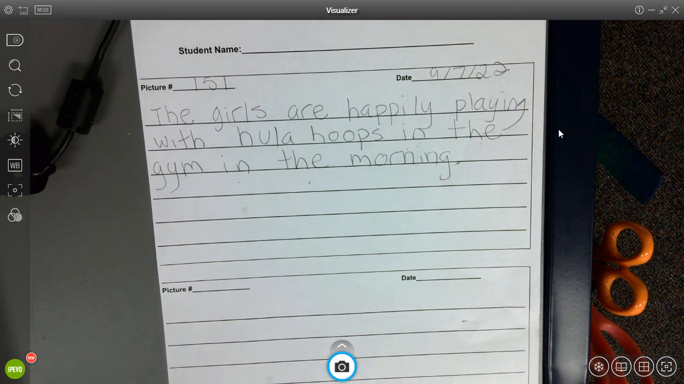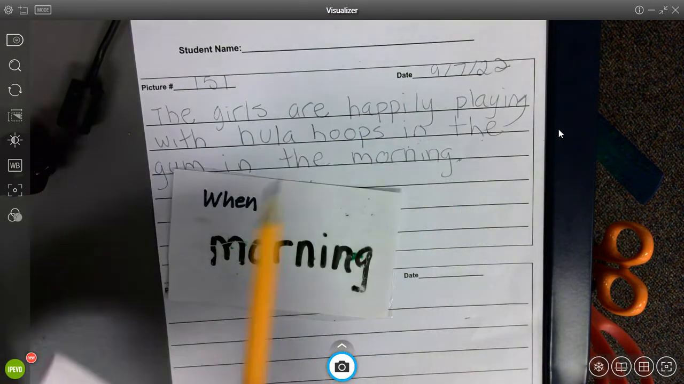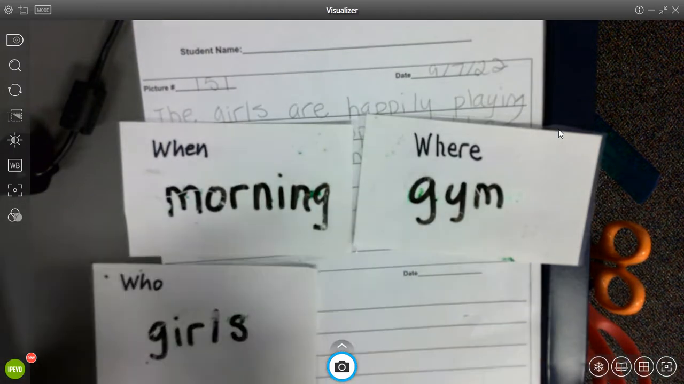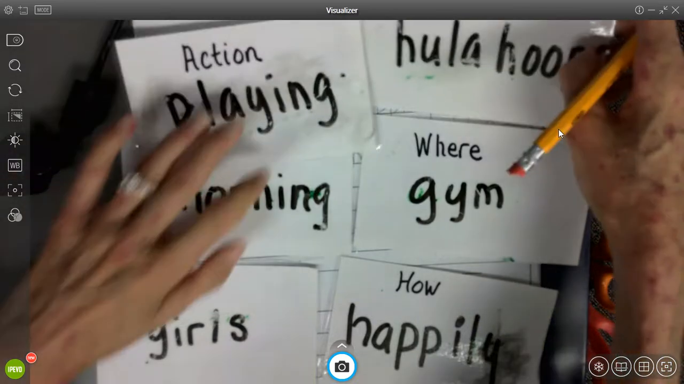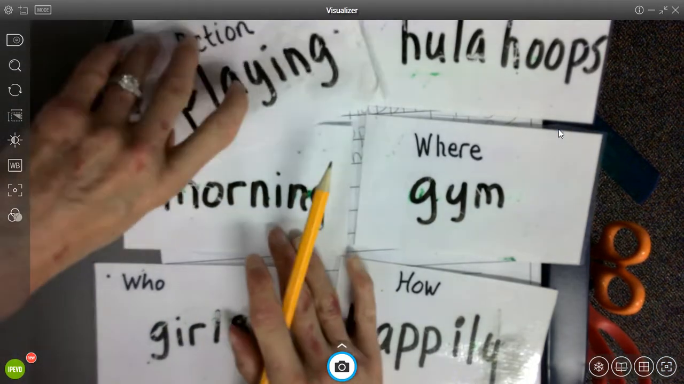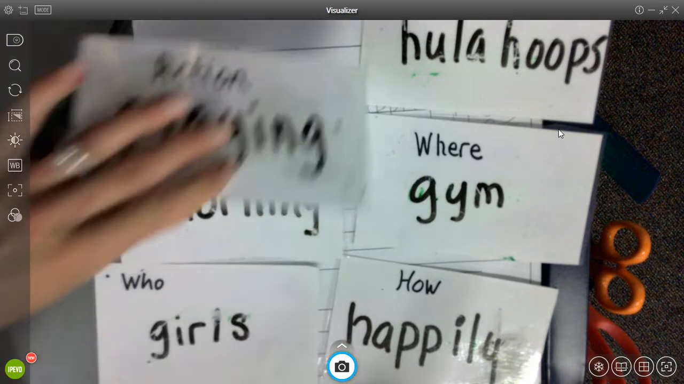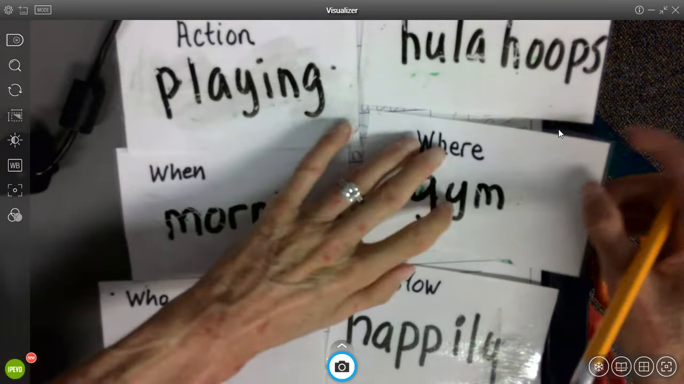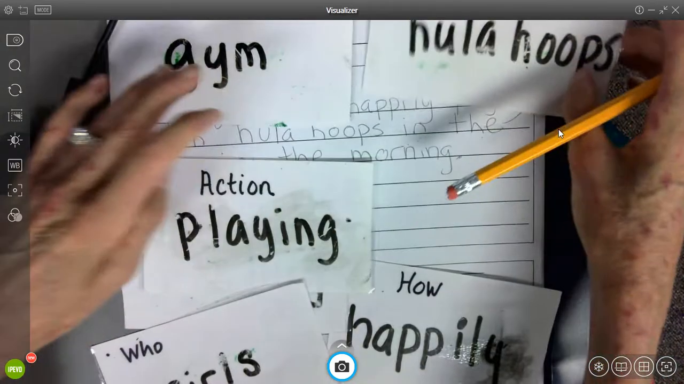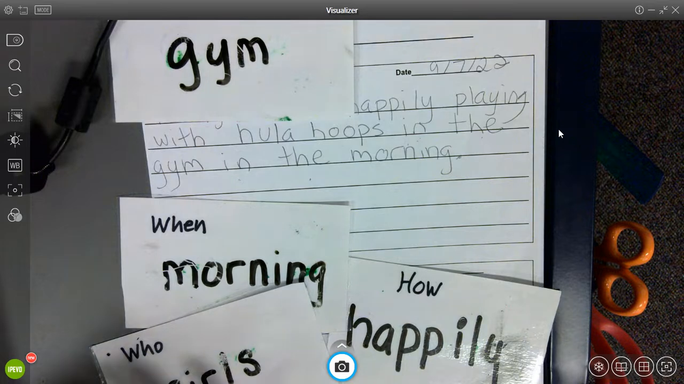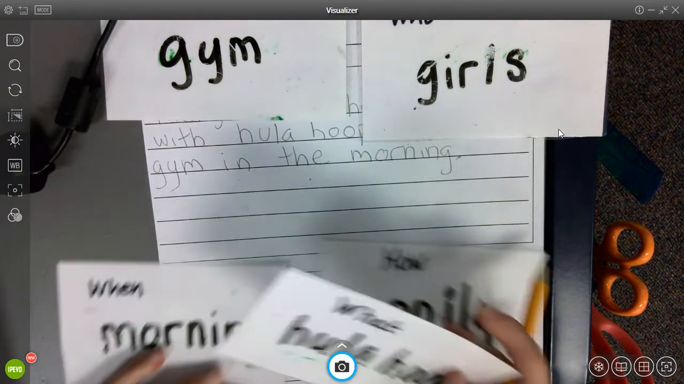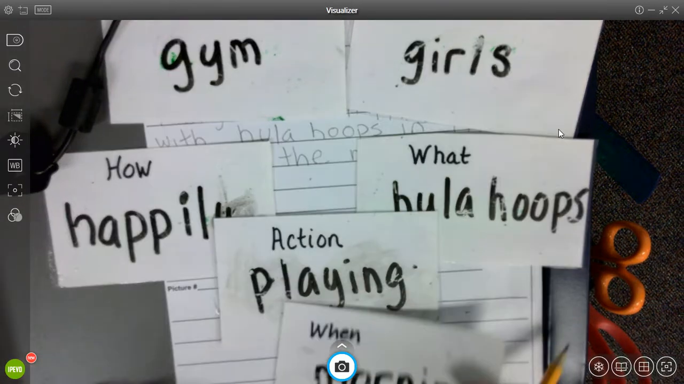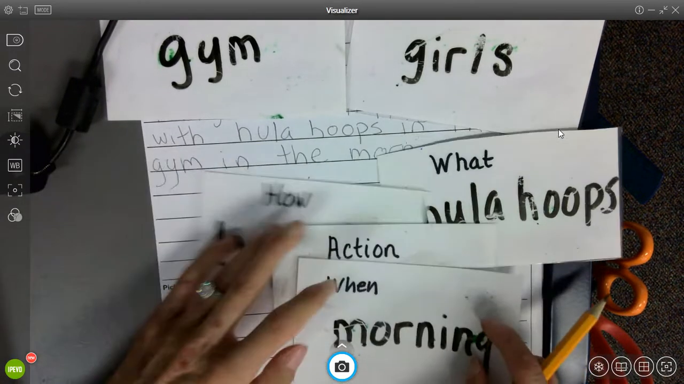Now I look at my cards again and I have to move them around so I can do a sentence variation. Again, same cards, same words. I just want to change the order. Last time I started with the girls. So maybe this time I'll start with the location, or the where. So maybe this time I'll say, in the gym, girls are happily playing with hula hoops in the morning. And that would be my sentence variation.